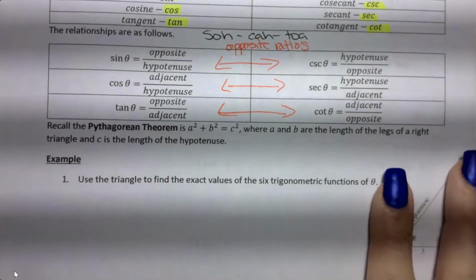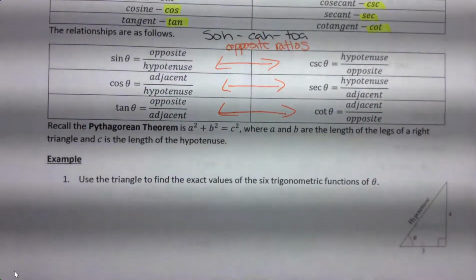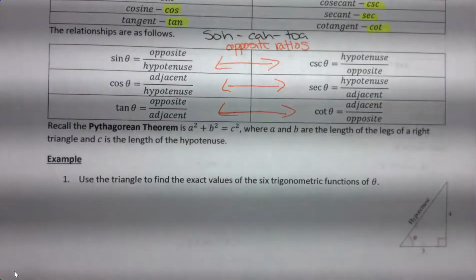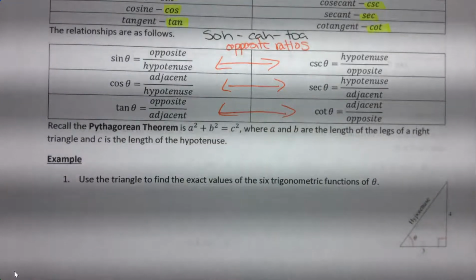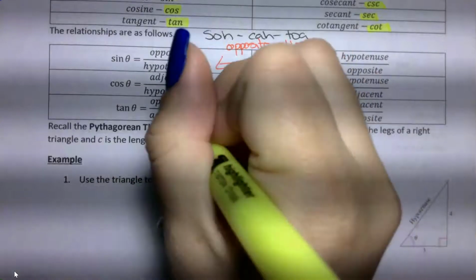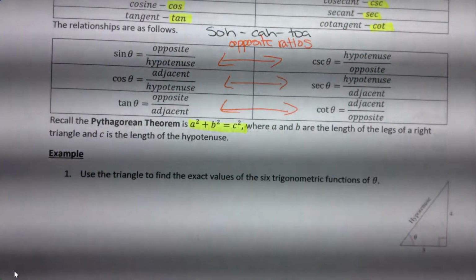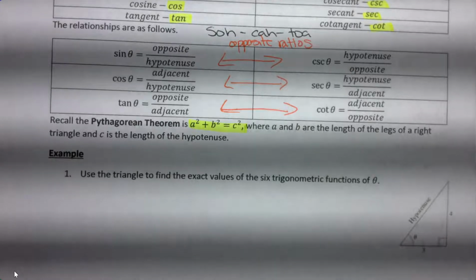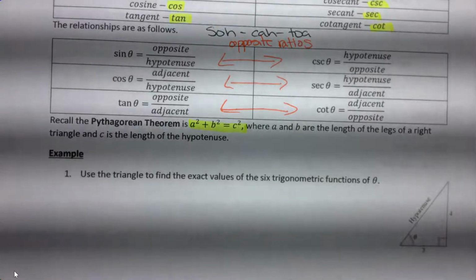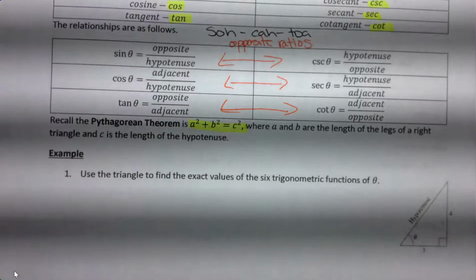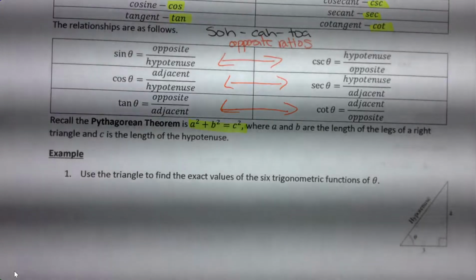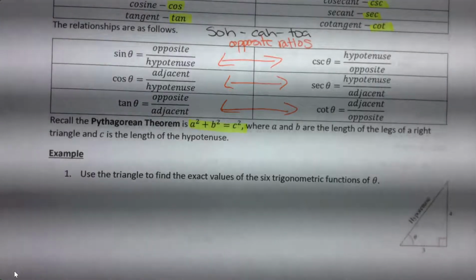So finally, before I get started on an actual problem with the notes, it wants me to recall that the Pythagorean theorem is a squared plus b squared equals c squared, where a and b are lengths of the legs, so the opposite and adjacent sides, and c is always the length of the hypotenuse, which is the longest side, or if it's a trickier right triangle to tell, it's always right across from that right angle.